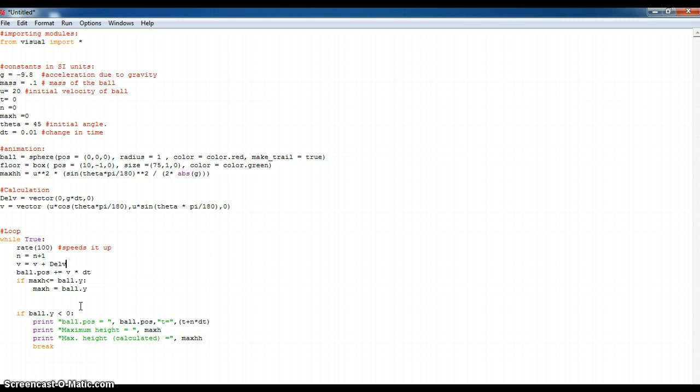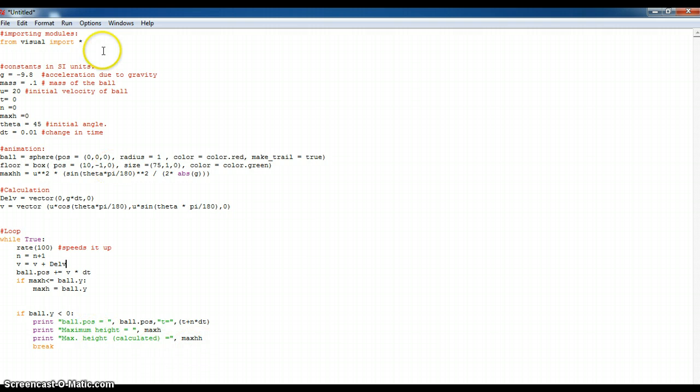So now if ball.y is less than 0, which means the y component should be less than 0, so that the ball does not go below the ground. We are printing the position of the ball to be ball.pos, time to be t plus n times dt, which is the fraction of time in which the motion is divided into total time plus initial time, and the maximum height to be maxh as we have already assumed, and this is the exact maximum height that we have calculated using the formula, which is maxh inch.